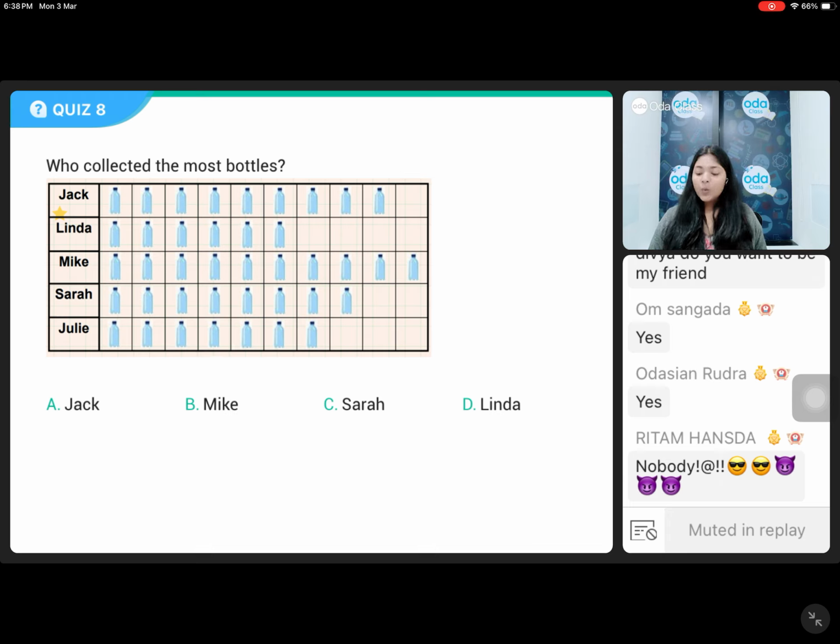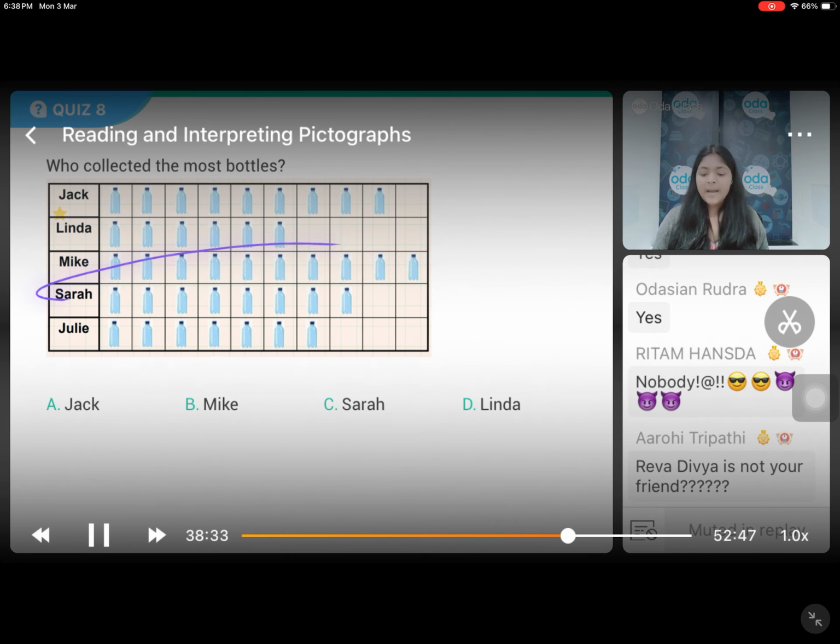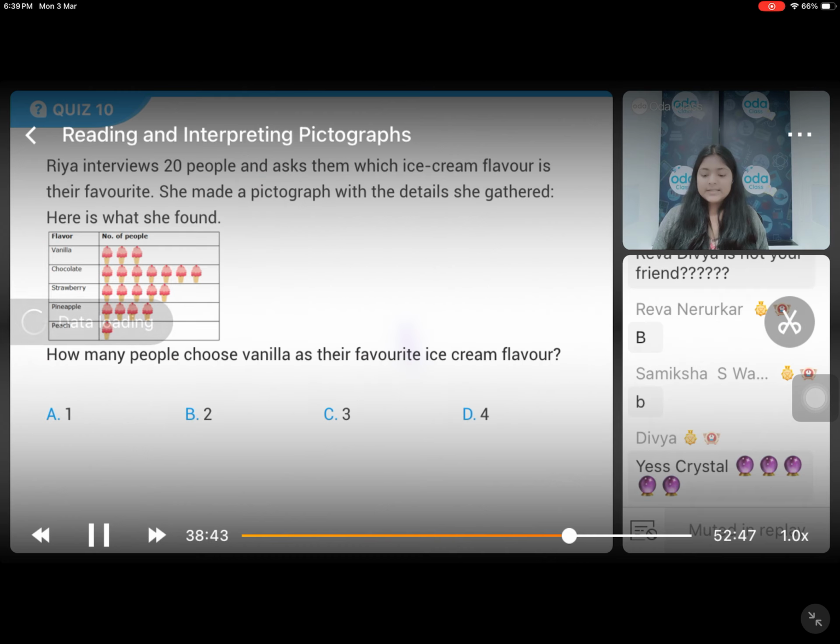3, 2, 1. Time is up. Okay, all right. Okay, so if you see the bottles, where do you find the highest? It is in Mike. Let us try this one.